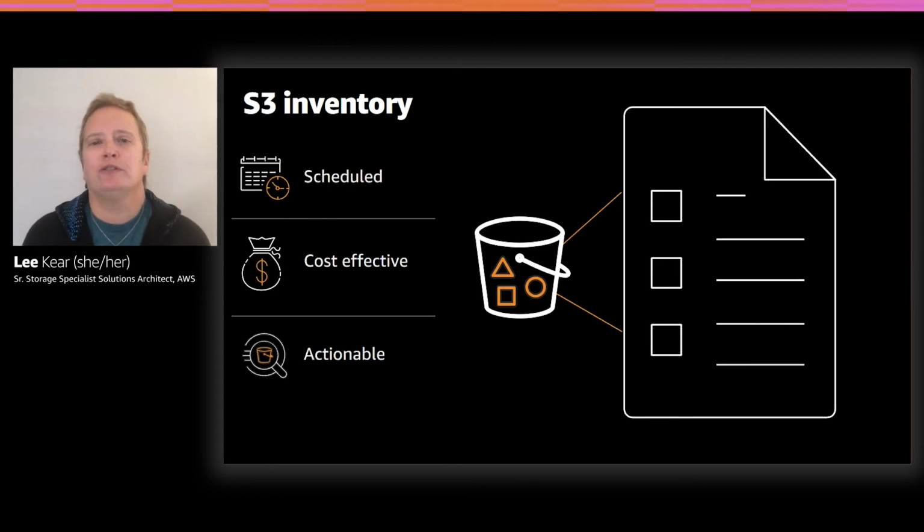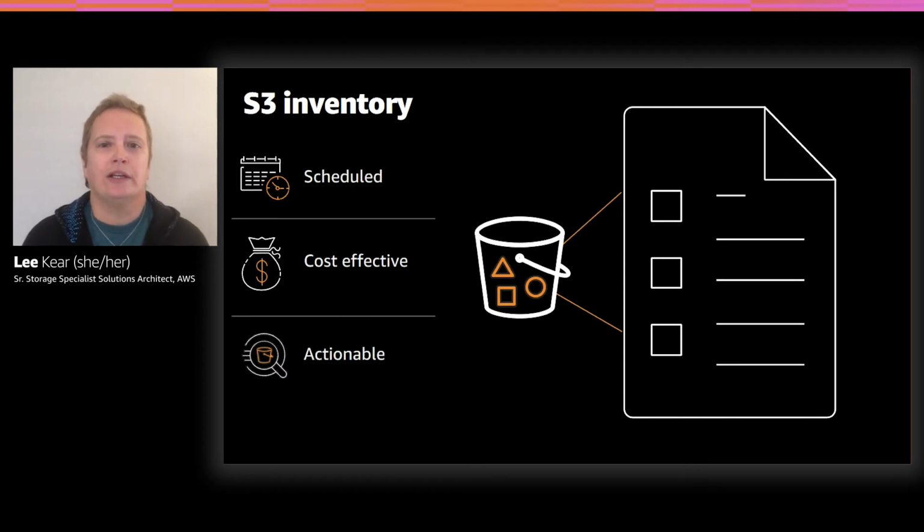Reports can be scheduled to run either daily or weekly, and they can be created for an entire bucket or filtered by prefix. S3 inventory reports can be configured to output to CSV, Apache ORC, or Apache Parquet, and those files can all then be queried by tools such as S3 Select and Amazon Athena.